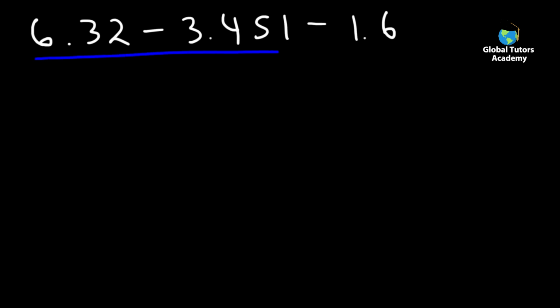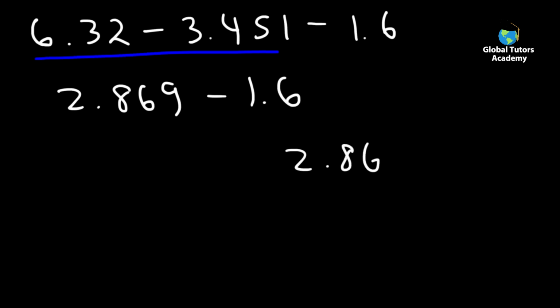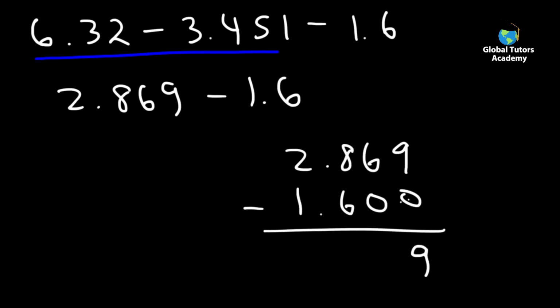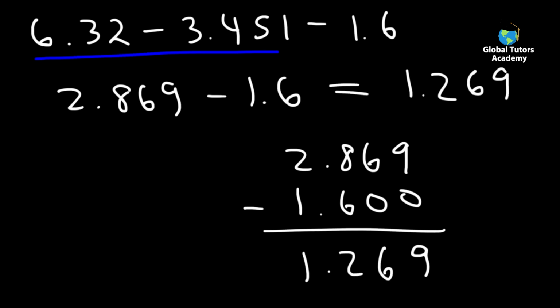So now, let's replace the first two numbers with 2.869. And so let's subtract that by 1.6. So 9 minus 0 is 9, 6 minus 0 is 6, 8 minus 6 is 2, 2 minus 1 is 1. Thus, the final answer is 1.269.